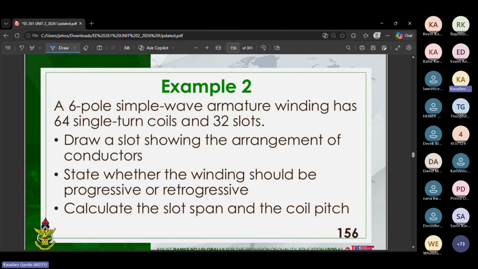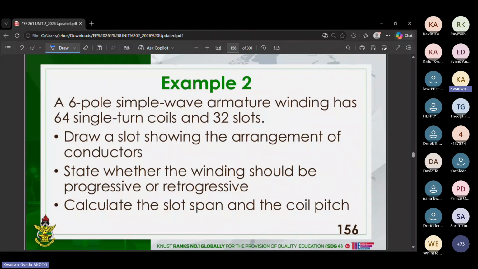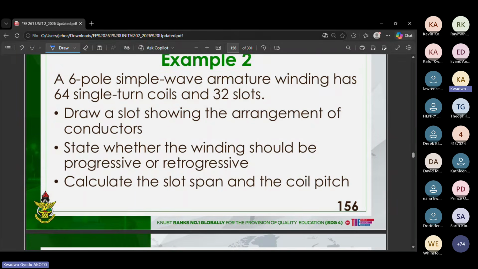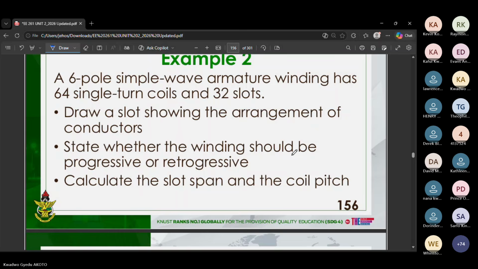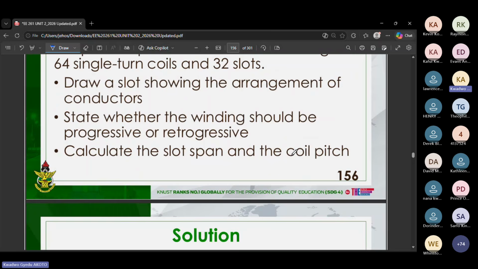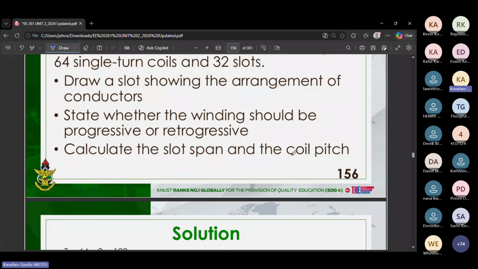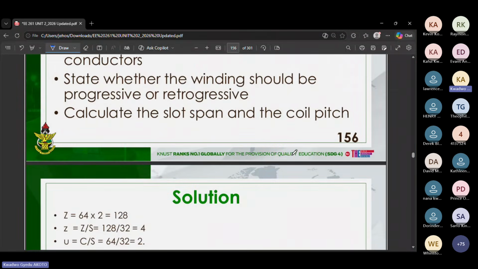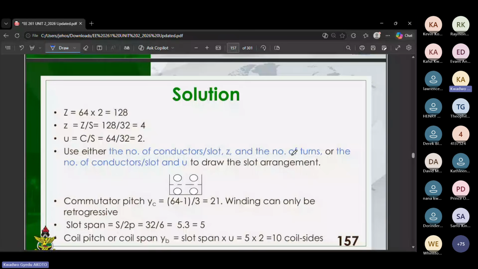Example 2 says a 6-pole simple wave winding. What we need to know there is that for a simple wave winding, A is equal to 2, right? It has 64 singleton coils and 32 slots. Draw a slot showing the arrangement of conductors. State whether the winding should be progressive or retrogressive. And then calculate the slot span and coil pitch. So this is 6-pole, right?